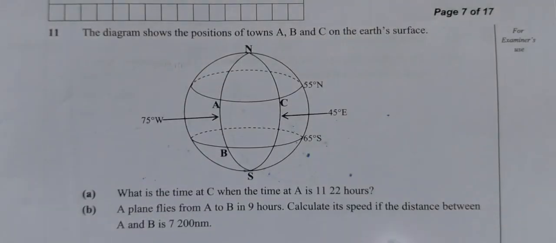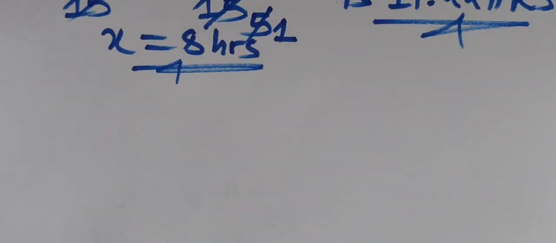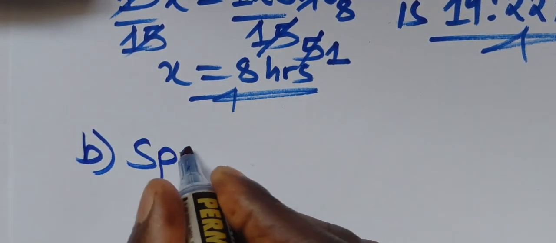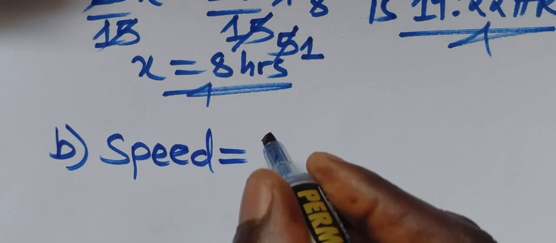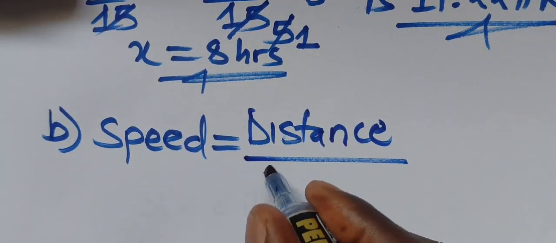All right, so moving on to B. So now for B, the information which is given is that a plane flies from A to B in 9 hours. Calculate its speed if the distance between A and B is 7,200 nautical miles. So NM means nautical miles. So getting speed, we are going to use the formula: speed is equal to distance over time taken.